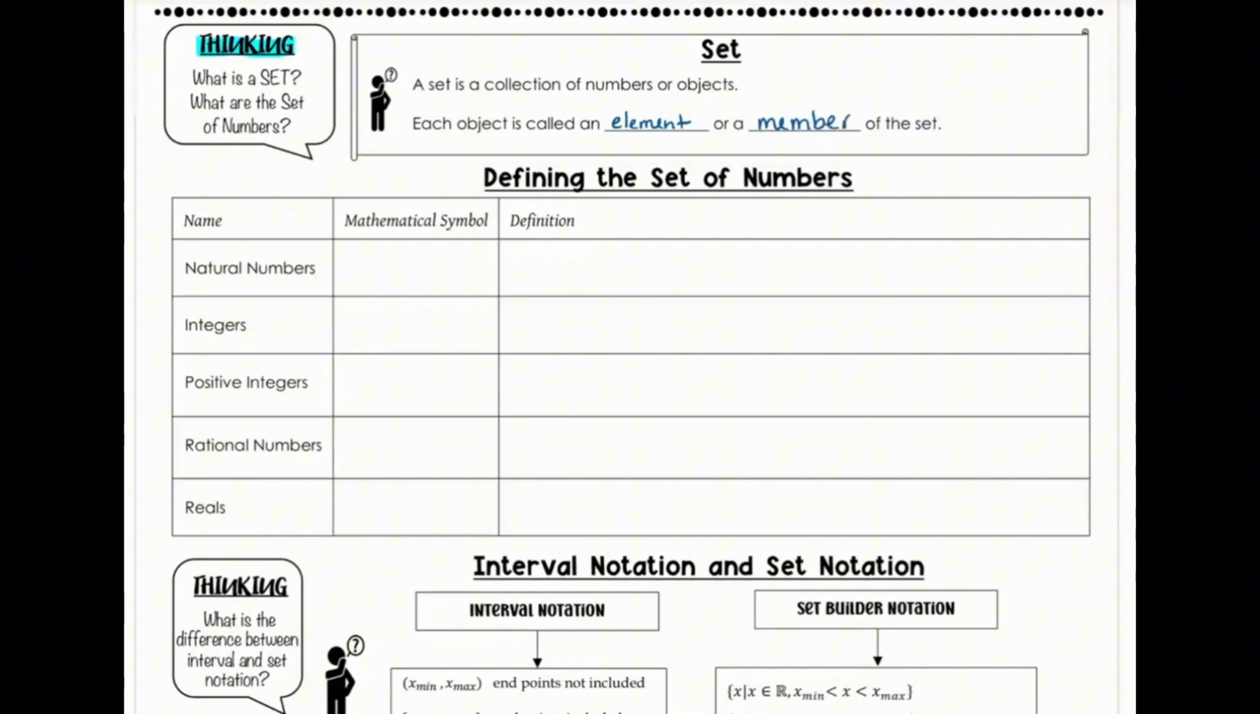Defining the sets of numbers. So let's take a look at the natural numbers. The mathematical symbol for the naturals is a double-lined N. The definition of this is the set of numbers starting with zero all the way to positive infinity.